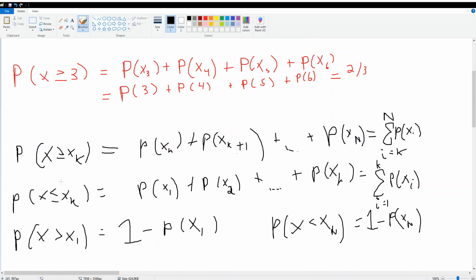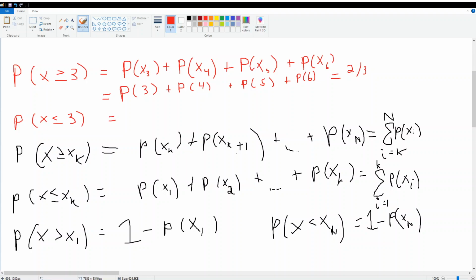So now we go from the lower end. Our lower end is what are the chances that x is less than or equal to some xk. Well, that's given by the chances of the lowest value occurring, so our first value, plus the chances of the second lowest value occurring, which is the second one, and we keep doing that up until we hit our cutoff, xk. So as an example, suppose I asked you what the probability of being less than or equal to 3 was.